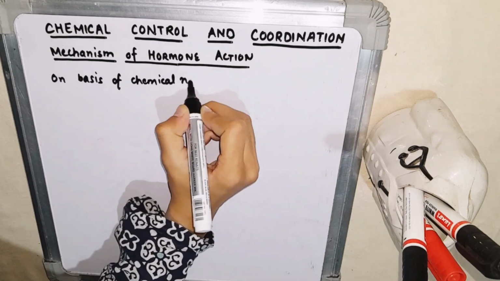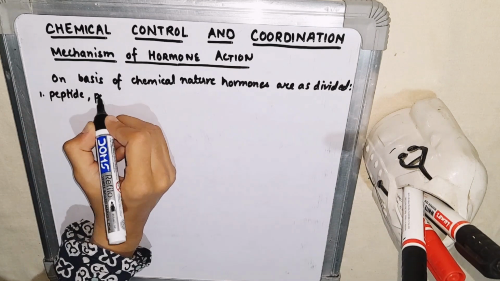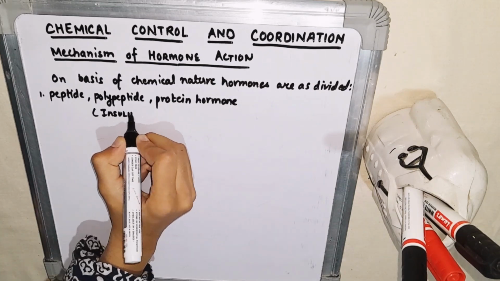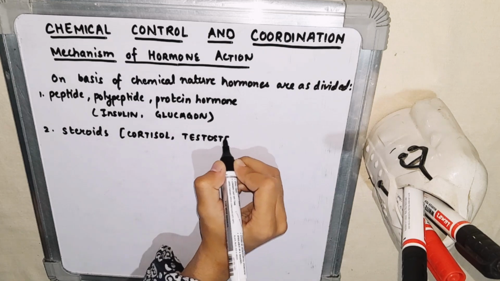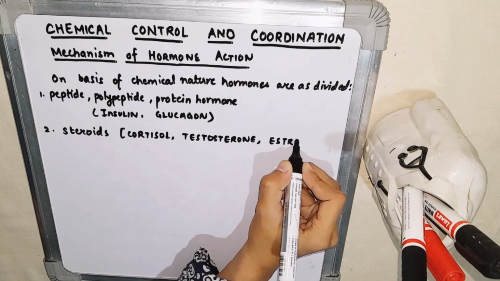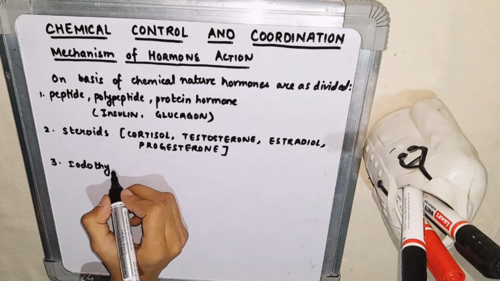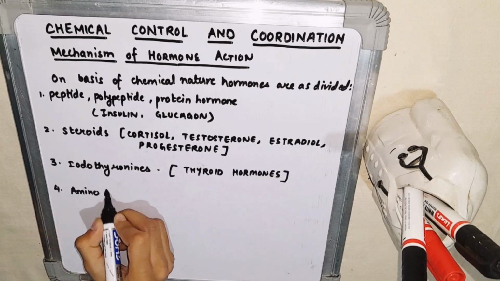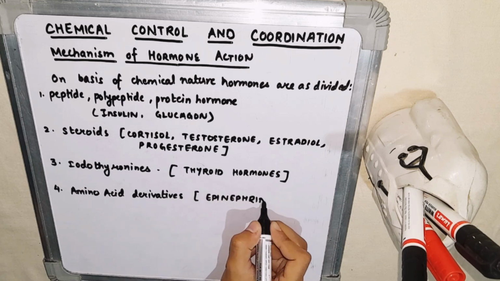On the basis of chemical nature, hormones are divided as peptide, polypeptide or protein hormones, which include insulin and glucagon. Second, steroid hormones, which include cortisol, testosterone, estradiol and progesterone. Third is iodothyronines, which include the thyroid hormones. Fourth is amino acid derivatives, which include epinephrine.